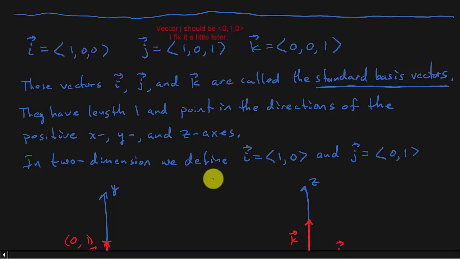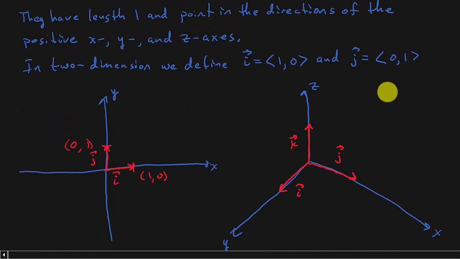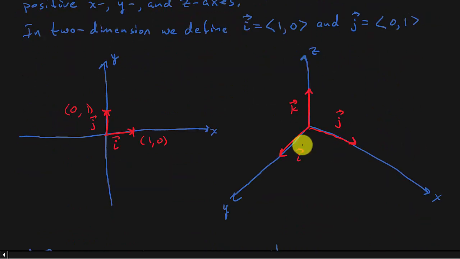In 2-dimension, we define, well, I would be 1, 0, and J would be 0, 1. So let's just look at the picture of them. So here's vector I. If you remember from when we plotted points, let's see.